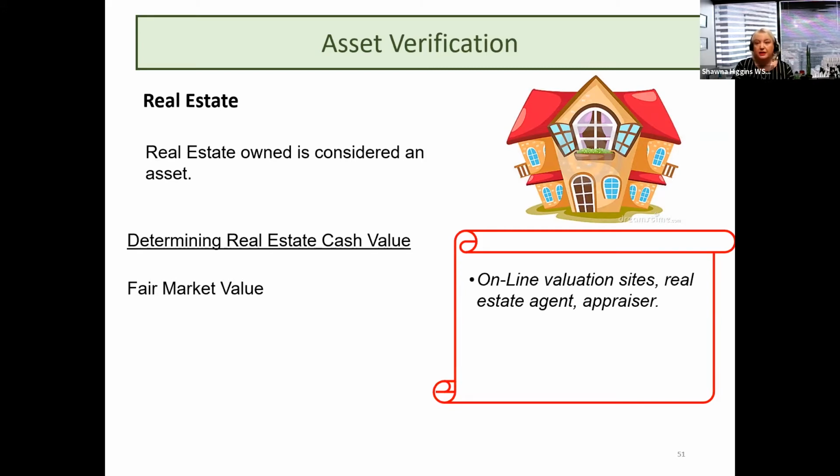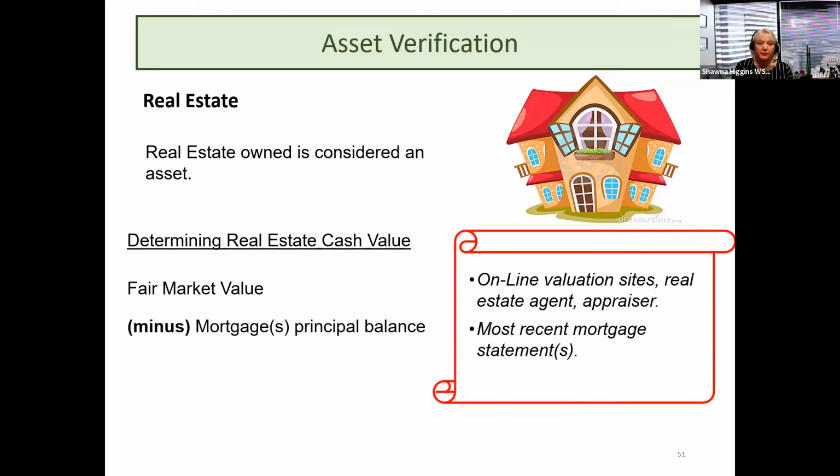If it's on the market, that means that there's probably a real estate agent involved. They can give you the listing to show how much it's going to be put on the market for. Or if it happened to be appraised, you can ask for a copy of the appraisal. You're going to take out their mortgage principal balance only, not the interest, just the principal. So you're going to want to get the most recent mortgage statement to be able to figure that out.